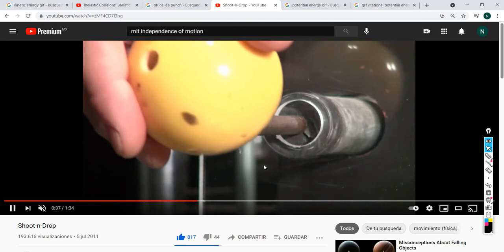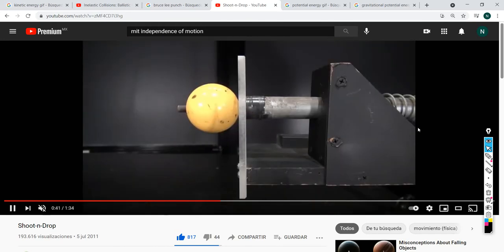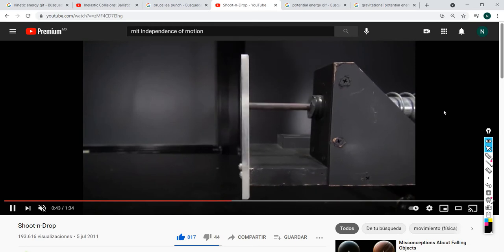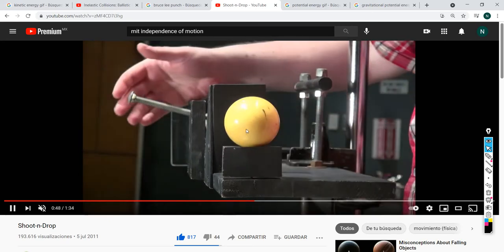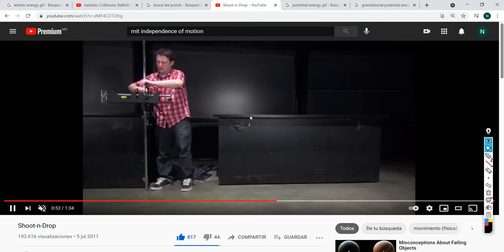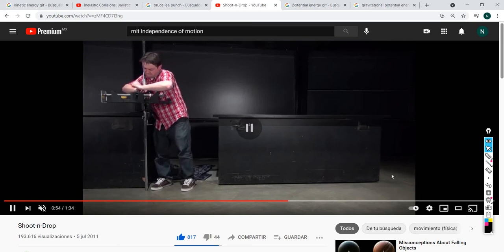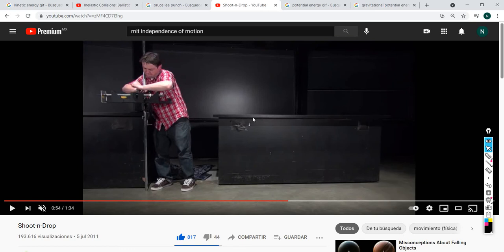Look, he's putting a ball right there, and look what's gonna happen. Oh, well, no. That one. Look, there you go. You see? Look, he's gonna do it one more time. Let's actually play it a little slower. Okay, right now he's compressing the spring, he's accumulating elastic potential energy, and then he's gonna release it.